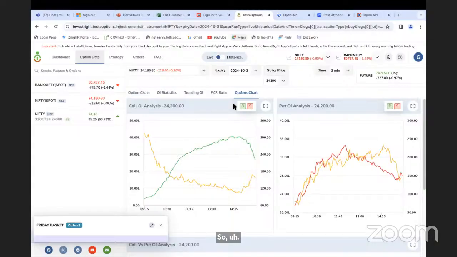For the HDFC Securities platform, online commodities trading is not available. You can call and trade, but if you're an HDFC Sky user, it is available on the app.